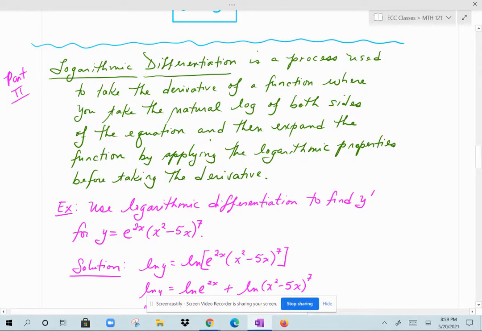Hi, this lesson is about logarithmic differentiation and the derivative of inverse trig functions. So we start with logarithmic differentiation.